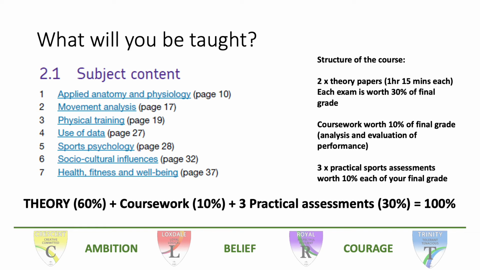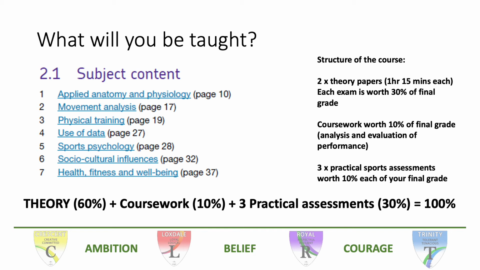So how are you assessed then? So you have 2 theory papers that are 1 hour, 15 minutes each, and each of those exams is worth 30% of your grade. You will do a coursework, which is an analysis and evaluation of your performance. So you will watch yourself back on the videos and you will analyse your own performance and evaluate the impact that has. That's 10%. And then you'll be assessed in 3 practical sports.